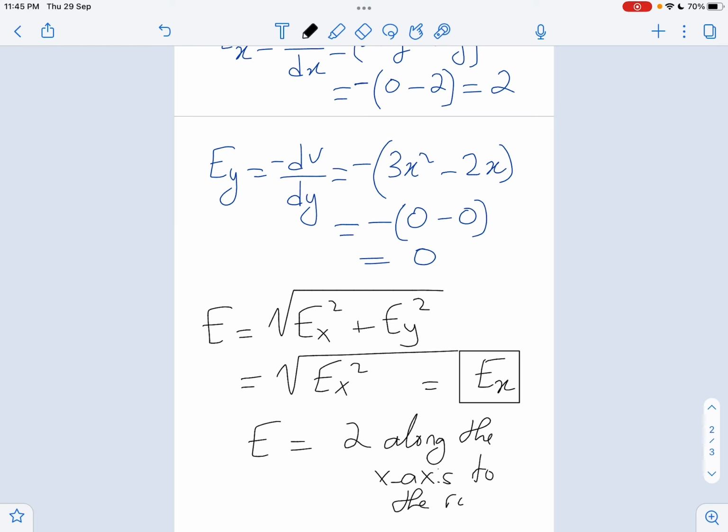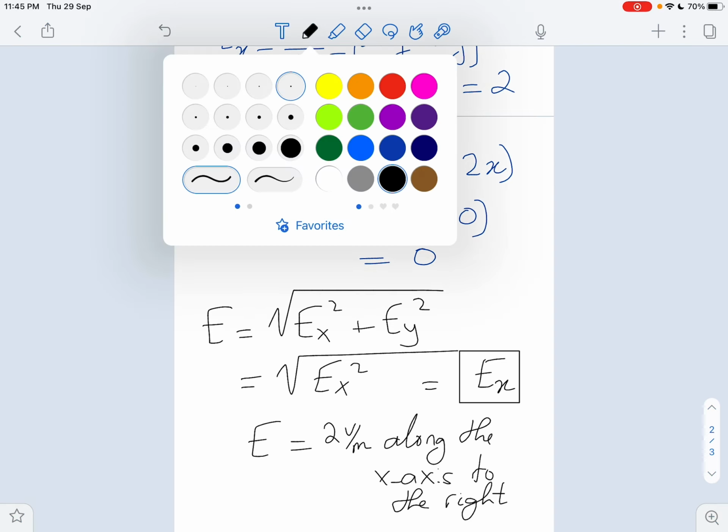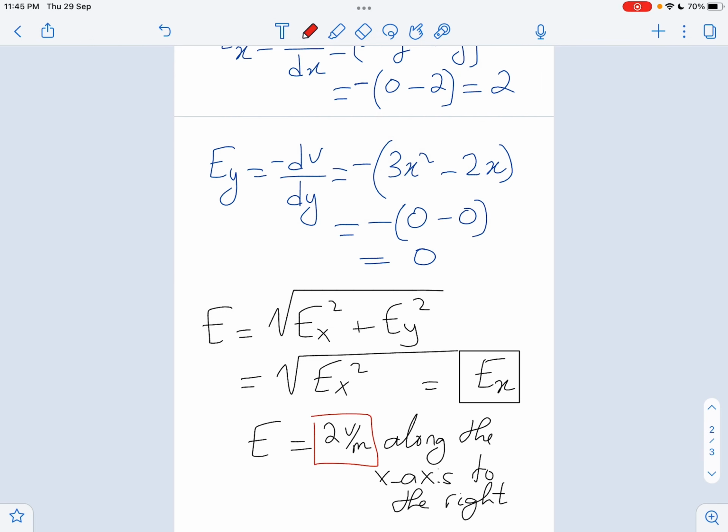If everything was in SI units, the unit will be 2 volts per meter along the x-axis to the right. Again, if every quantity given was in SI units, like the voltage is in SI units, and the values here are in meters, at 0 meter and 1 meter. So this is how we find the electric field from the voltage.